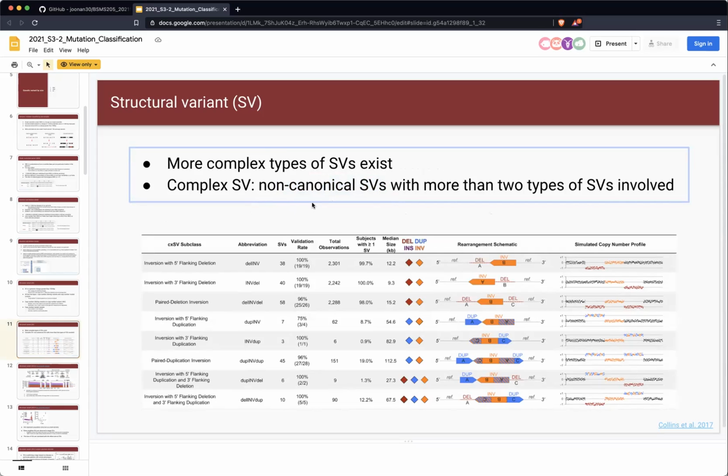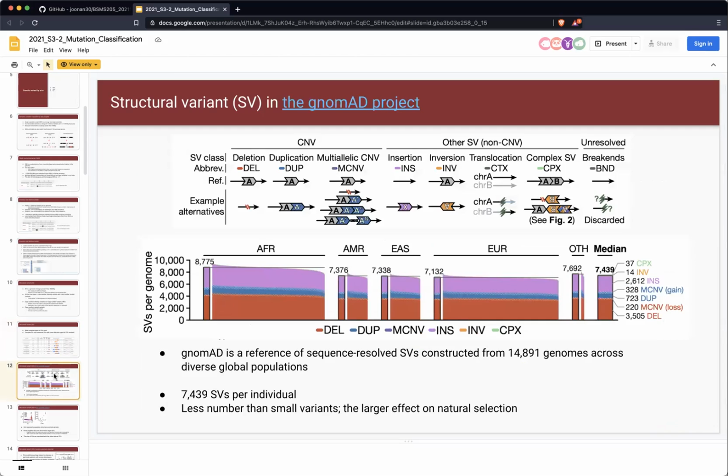So this is another way we describe the situation, and we put this situation as complex structural variation. In that case, we have more than two types of structural variation involved in our DNA changes, right? Okay, so which types of structural variation do we have in our genome? We have to look at more of a global view of structural variation in our genome.